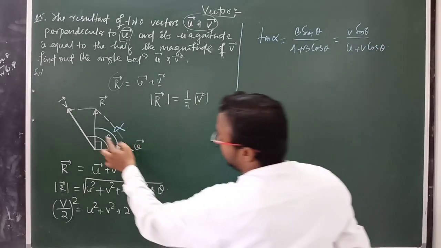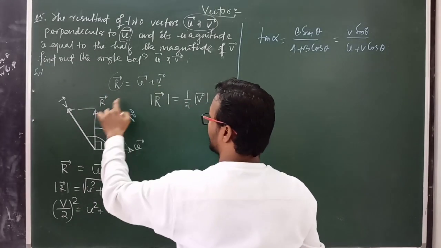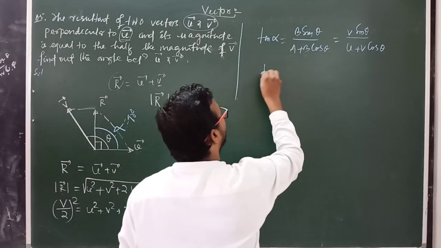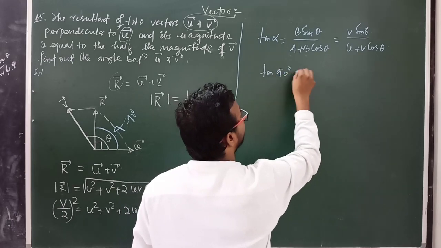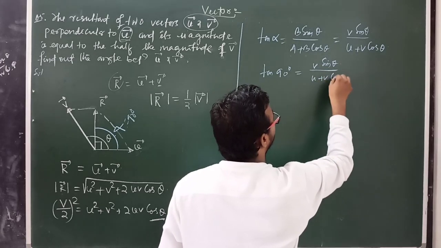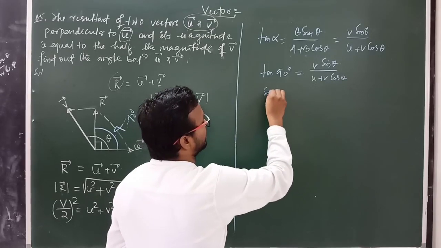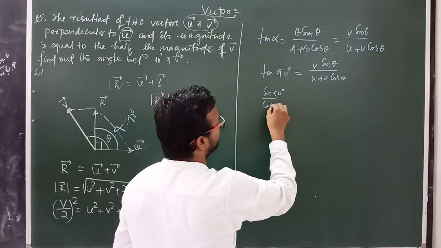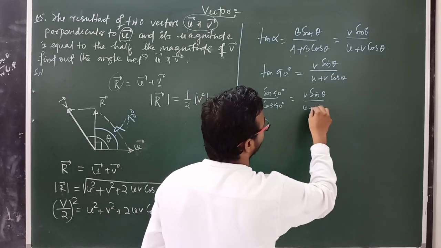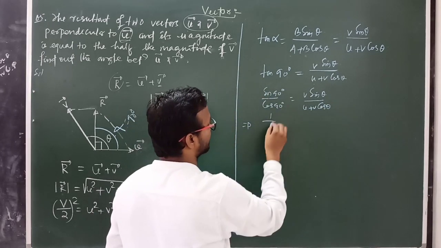But what is alpha? Alpha here is 90 degrees, because the resultant of u and v makes an angle of 90 degrees with the u vector. So we can write tan 90 equal to v sin theta divided by u plus v cos theta. And tan 90 means sin 90 divided by cos 90, which is equal to v sin theta divided by u plus v cos theta. And here sin 90 equals 1, cos 90 equals 0.